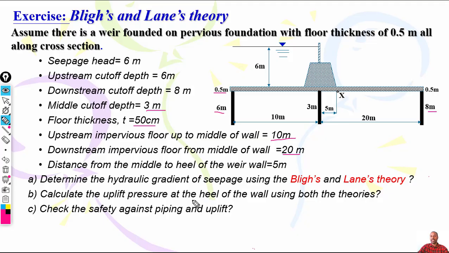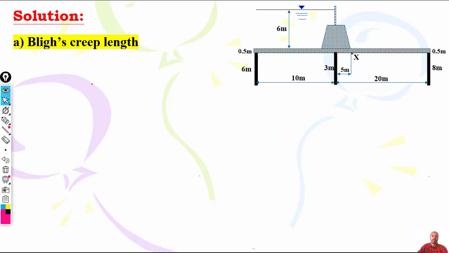So you are going to calculate the seepage up to point X. Then you can find the total creep length up to point X, then hydraulic head. Then finally, you can arrive at the solution. Let us see length of creep up to C. Length of creep up to total Bligh's creep theory.